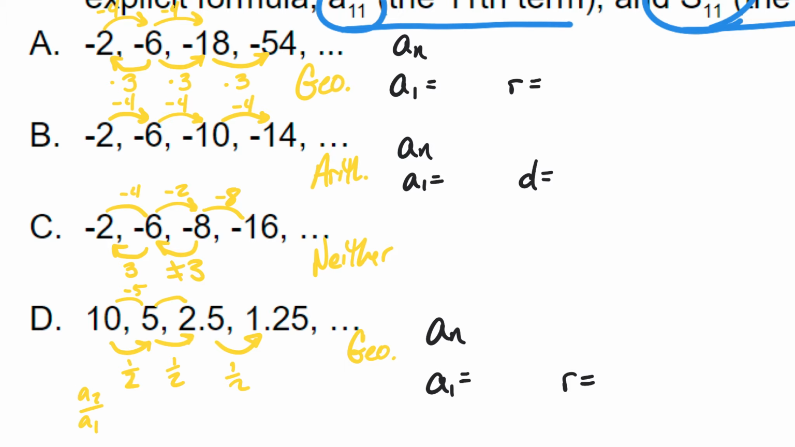They're listed. Remember, a sub 1 is the first term in the sequence. So the first term in the first two is the same. We have a first term of -2 and -2. Jumping down to D, we have a first term of 10.